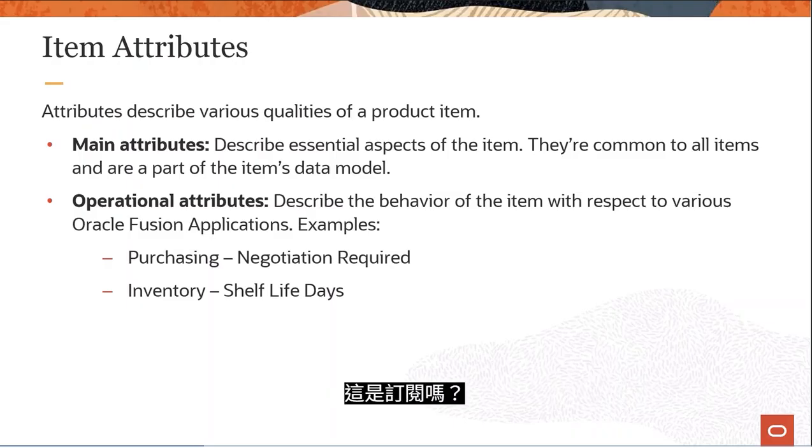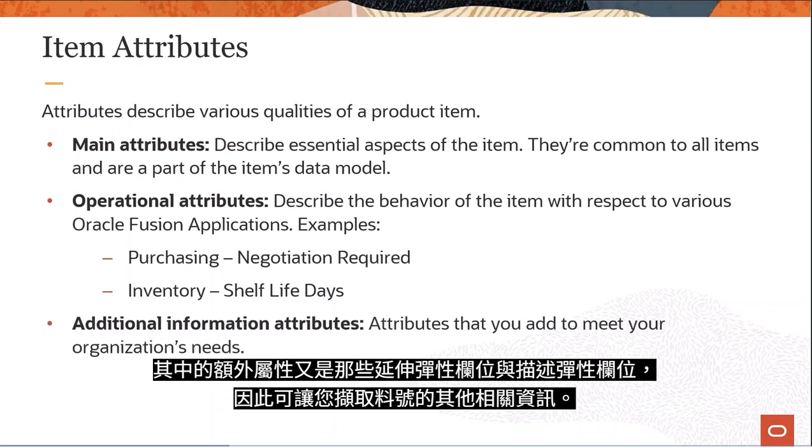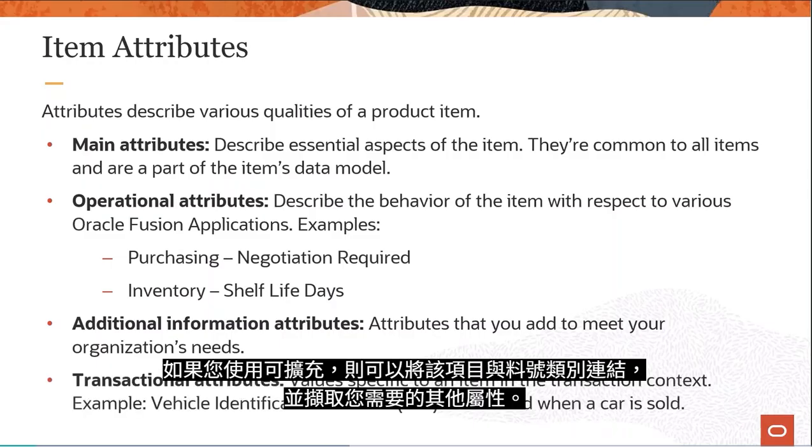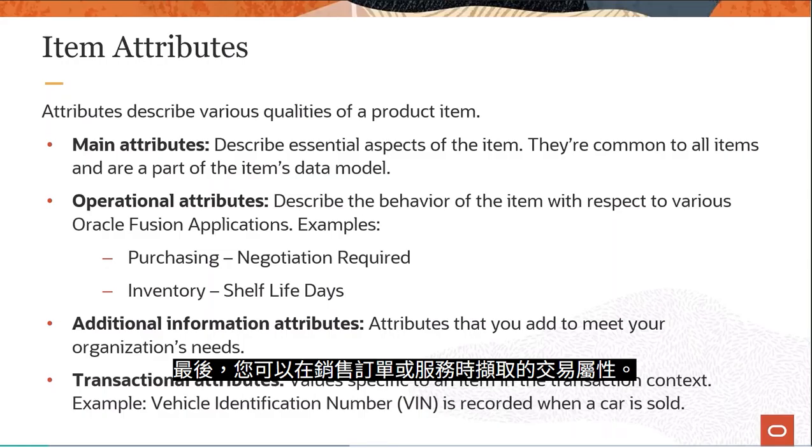Is it a subscription? There's the additional attributes, which again are those extensible flex fields and descriptive flex fields. So they give you the ability to capture additional information about the item. If you use extensible, then you can tie that to your item classes and capture the additional attribution that you need to. And finally, the transactional attributes, which you can capture at the time of the sales order or service.